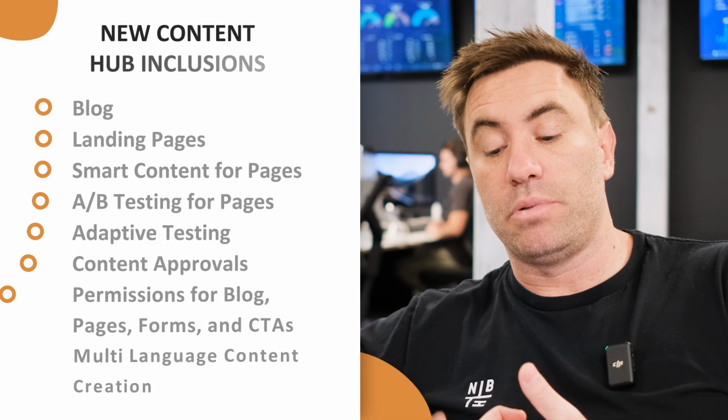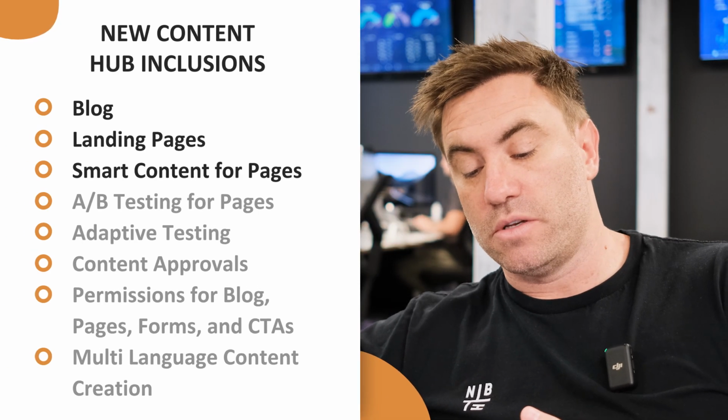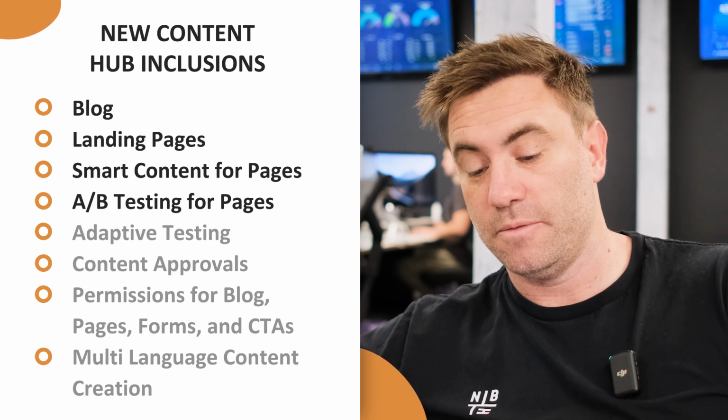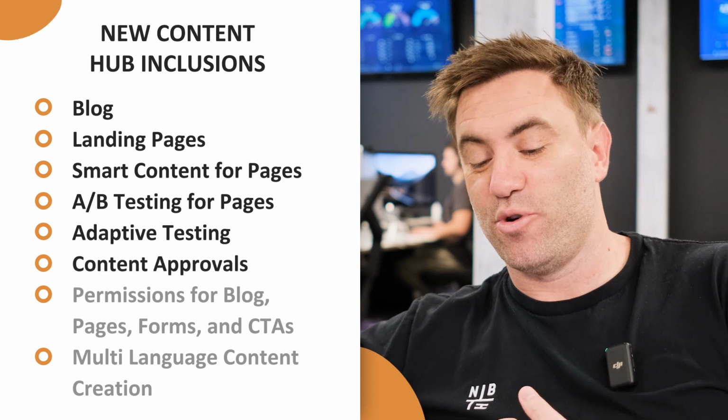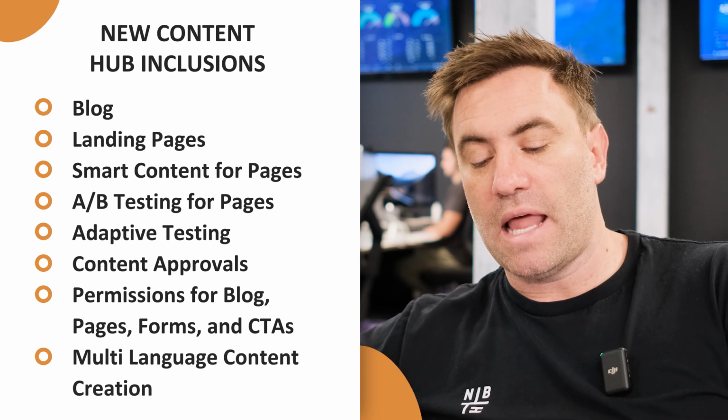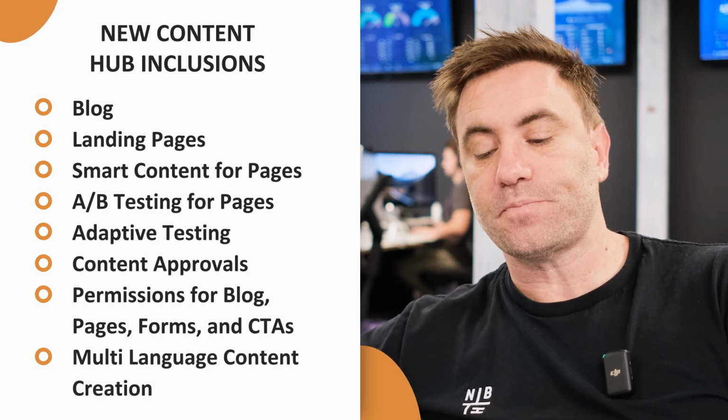If you just have from a Content Hub only perspective, they are now including blogs, landing pages, smart content, A/B testing for pages only, not email, for pages only, adaptive testing, content approvals, permissions for blog pages, forms, and CTAs, and multi-language content creation. HubSpot's bringing out a new thing called Marketing Hub Plus. It's just Marketing Plus. Yeah, just Marketing Plus. If you're confused, join the club.